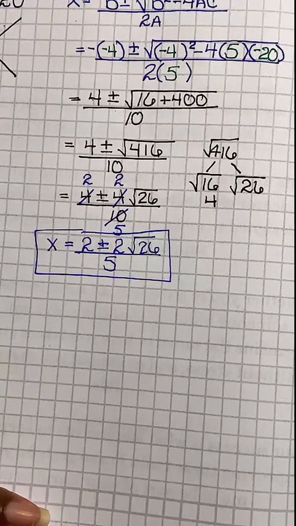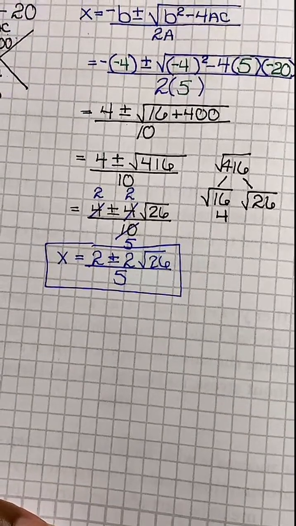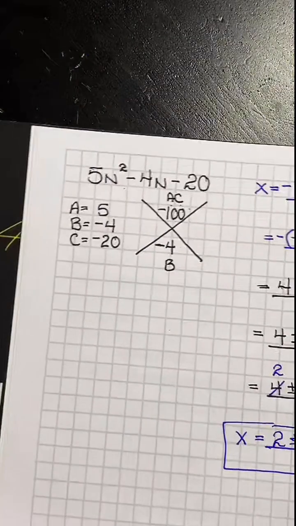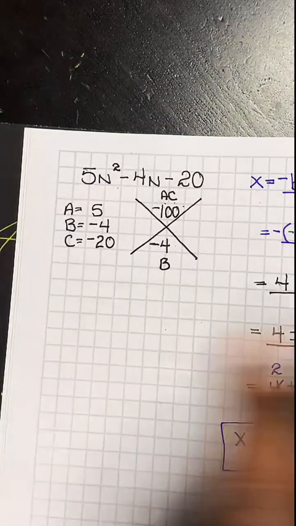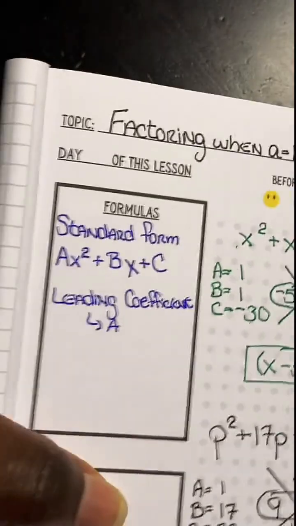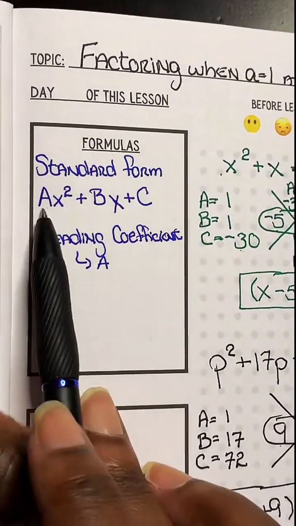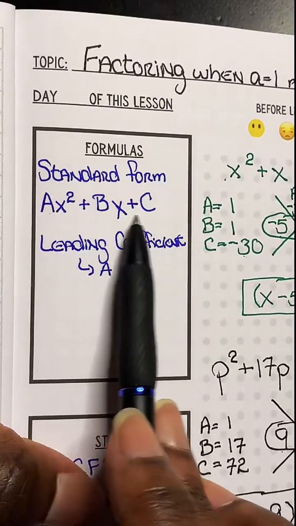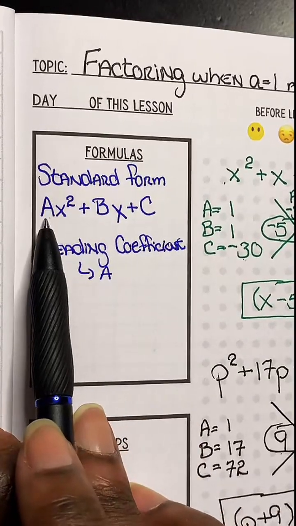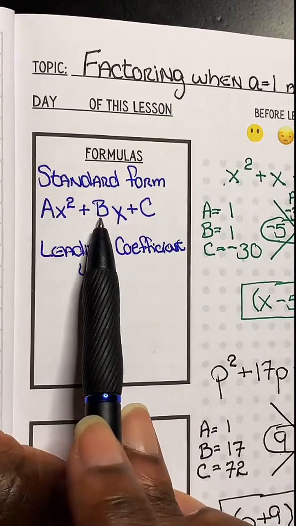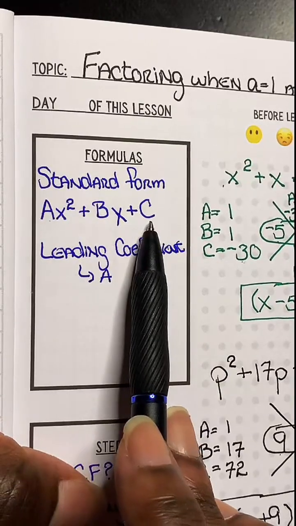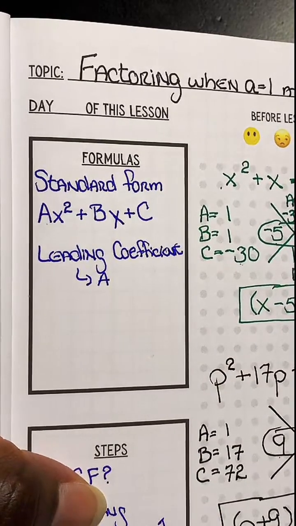Okay, so for my period person, if you have standard form, so that's the part that you missed in the beginning. So we have ax squared plus bx plus c. Your a is always the coefficient of the x squared, the b is always the coefficient of the x, and the c is the constant.